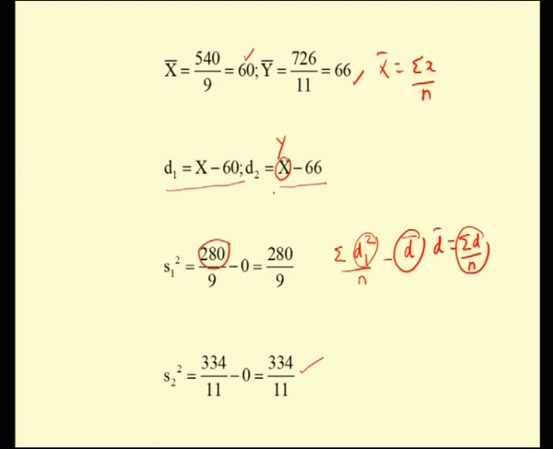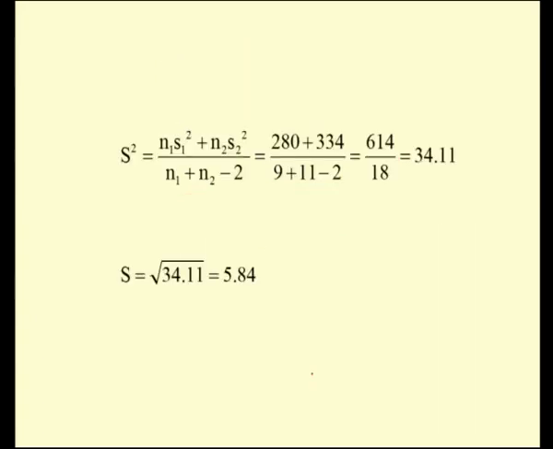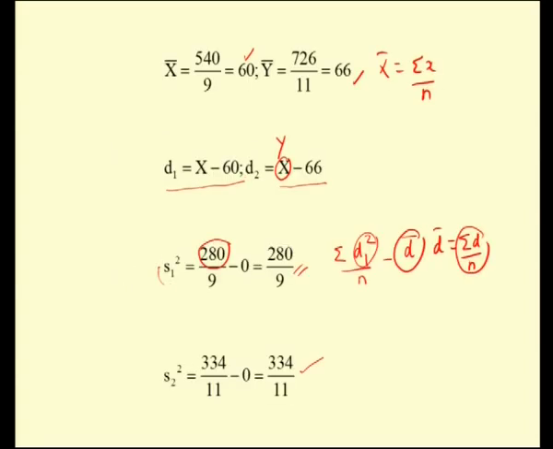Therefore your S1 squared is 280 by 9, S2 squared is 334 by 11. Now you have to find out the combined variance. The combined variance is given by n1 S1 squared plus n2 S2 squared divided by n1 plus n2 minus 2. So here S1 squared is 280 by 9. Therefore, you have got the formula, S1 squared is nothing but 280 by 9.